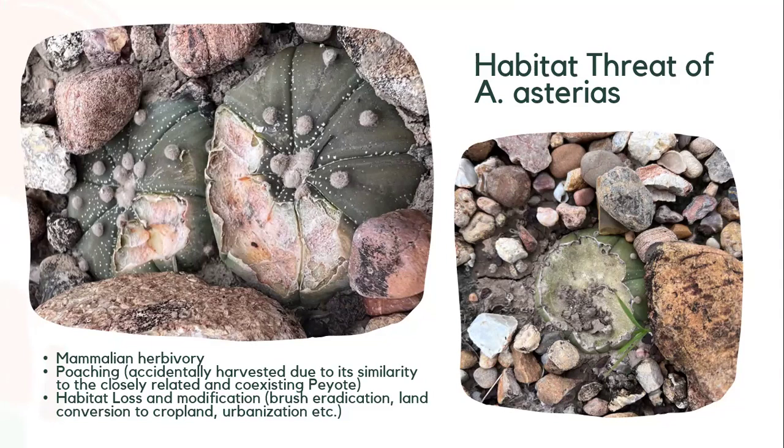Then Astrophytum asterias is also heavily poached, or sometimes accidentally harvested because it's similar to peyote, the Lophophora williamsii. And the major threat to Astrophytum asterias is the loss of habitat, because right now people continue to convert the habitat, and later on we're going to lose that beautiful ecology, and it's sad.